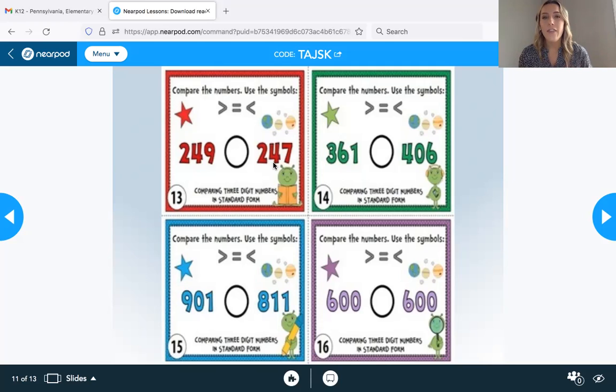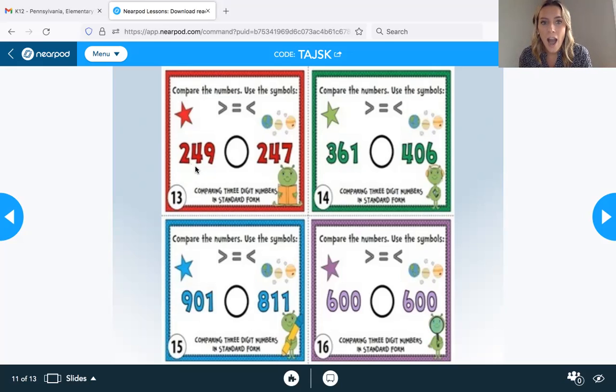So we know that when we are comparing two 3-digit numbers, we are going to look at what place value first. Good, the hundreds place. Oh no, second grade, I have a 2 in the hundreds place in 249, and I have a 2 in the hundreds place in 247. What am I going to do next? Good job. I'm going to look at the tens place.